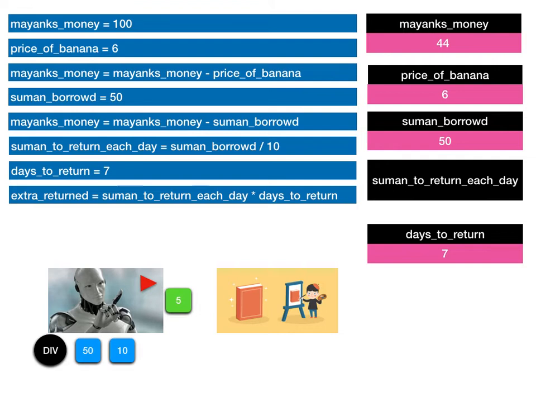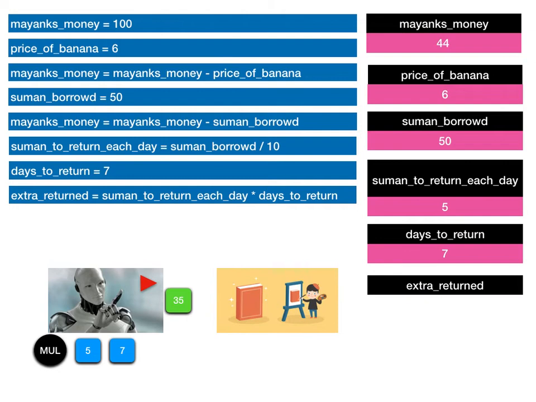Let's see what happens. So Suman to return each day is going to be copied from here to here. Days to return copied from here to here. The operation is multiplication. It gets executed, it gets 35, and this 35 gets stored in extra return. So we got a new memory location which is extra return, and that's where we are storing 35.